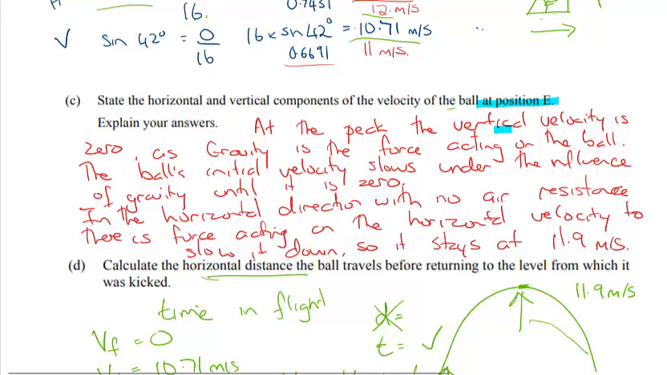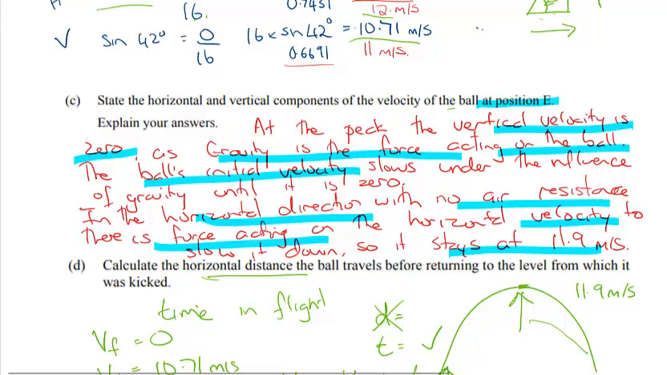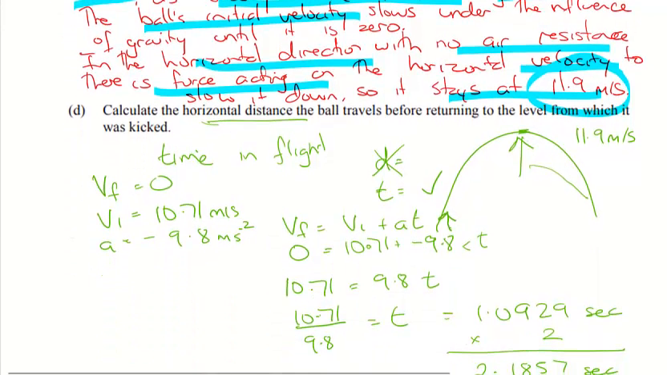Anyway, so when we talk about that, at the peak, the vertical velocity is 0. I should have just said as the gravitational force is acting on the ball. It's the only force acting on the ball. And the ball's initial velocity is slowed under the influence of gravity until it's 0 at the peak. In the horizontal direction, there is no air resistance, so there is no force acting on it. And the horizontal velocity won't slow down, so it stays at 11.9 meters per second. So at point E, it is 11.9 meters per second. Okay, so it stays constant the whole way until, of course, it hits the ground.